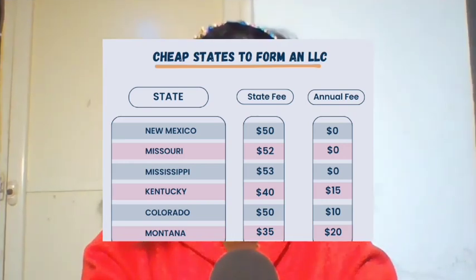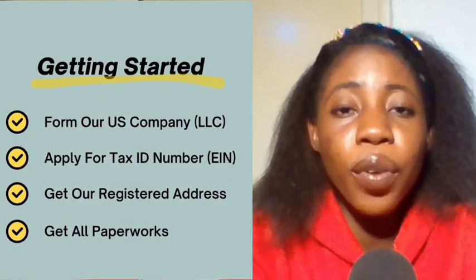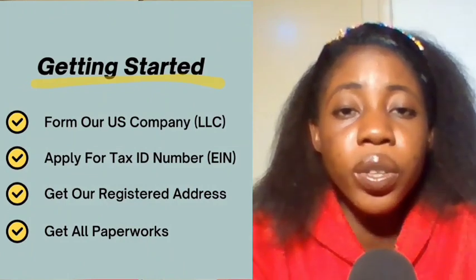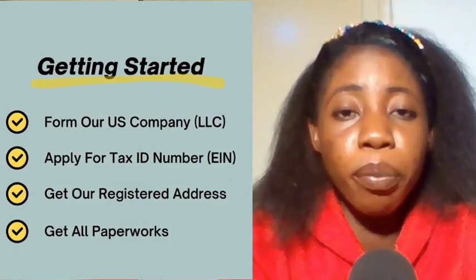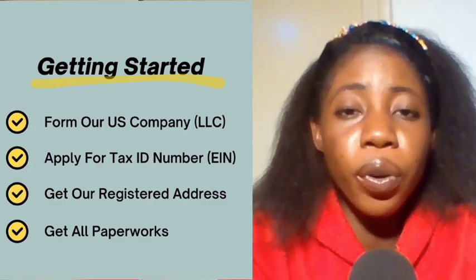Now that we have decided which state to form our LLC in, it is time to form our US company, which includes our LLC. We are going to apply for an EIN number, which is an Employer Identification Number, and then we'll proceed to get our paperwork right now. We are going to do all these things in Incfile.